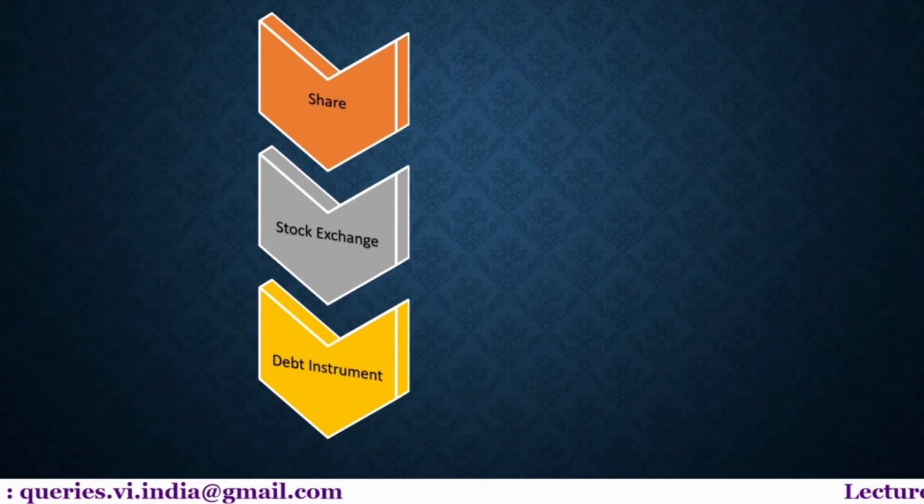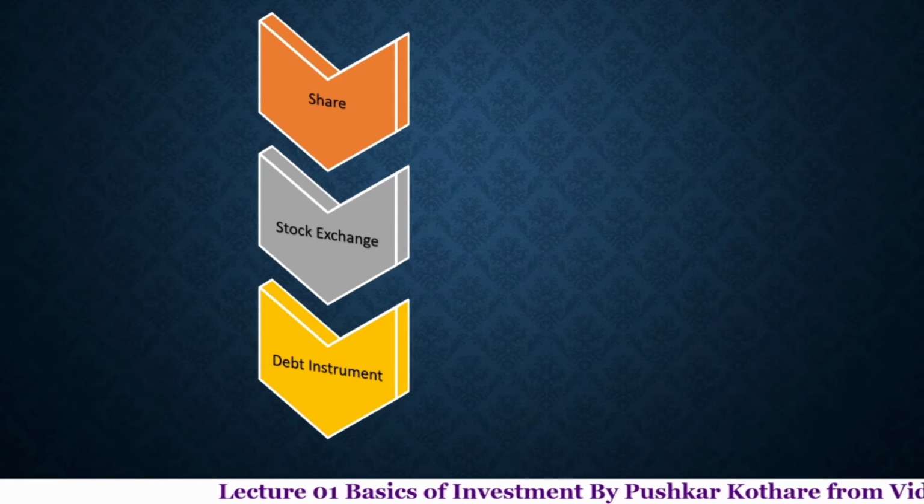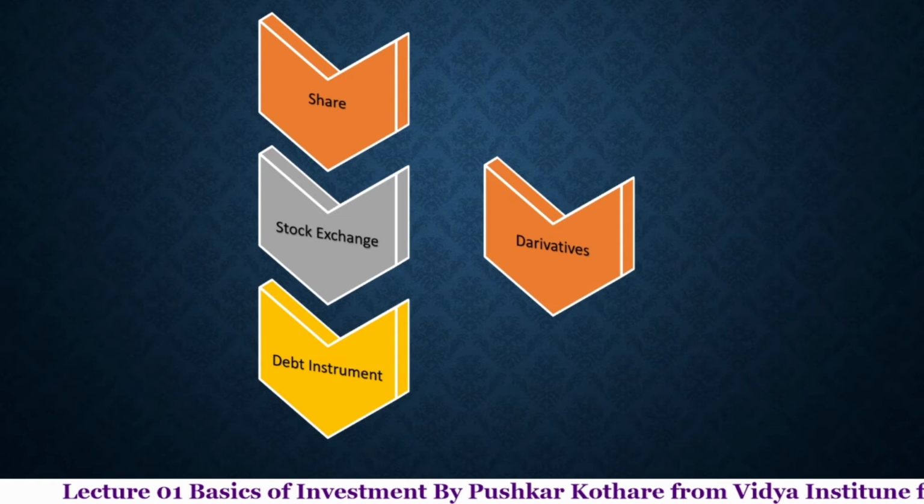Third is debentures or debt instruments. This is a contract between two parties regarding rate, time period, and repayment, etc. In India, the term bond is also considered for debt instruments. Let's move to the next, which is derivatives.